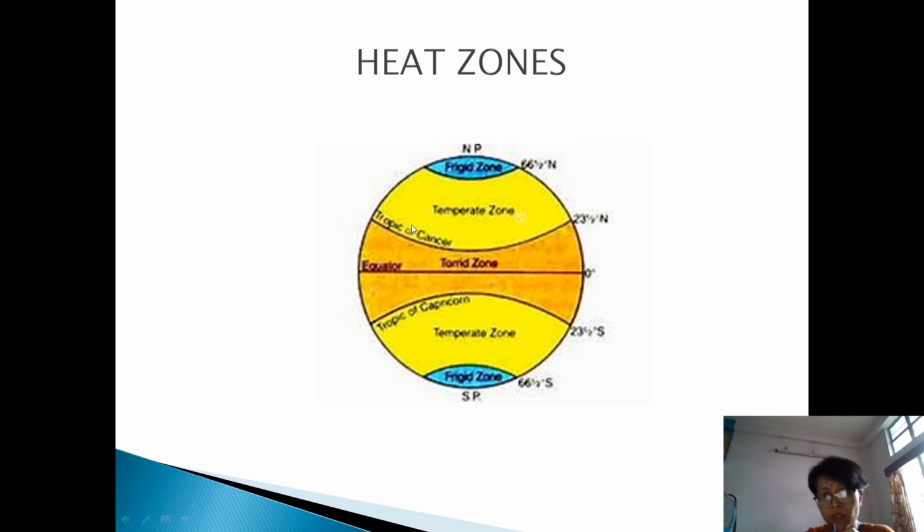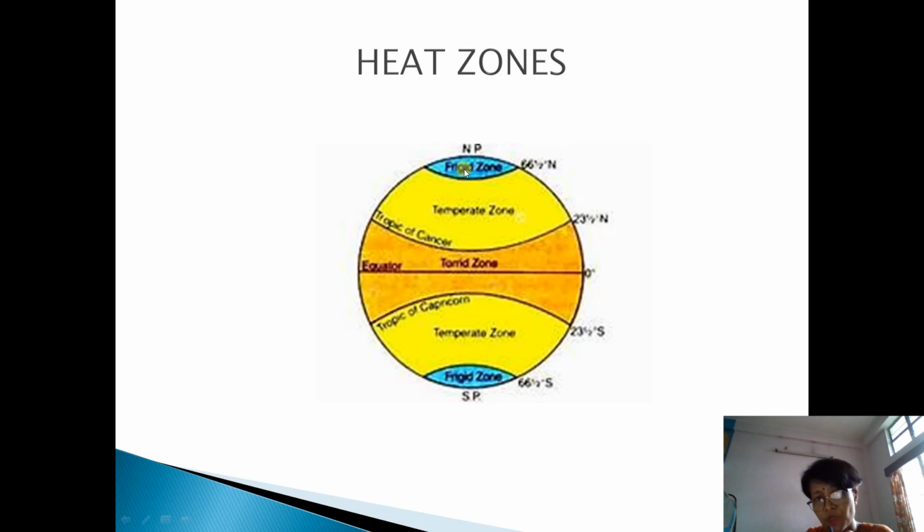The north temperate zone lies in between the Tropic of Cancer and, you see in the diagram, the Arctic Circle. And in the south, this line is the Tropic of Capricorn, and this line the Antarctic Circle. In between these two important parallels, the south temperate zone lies.